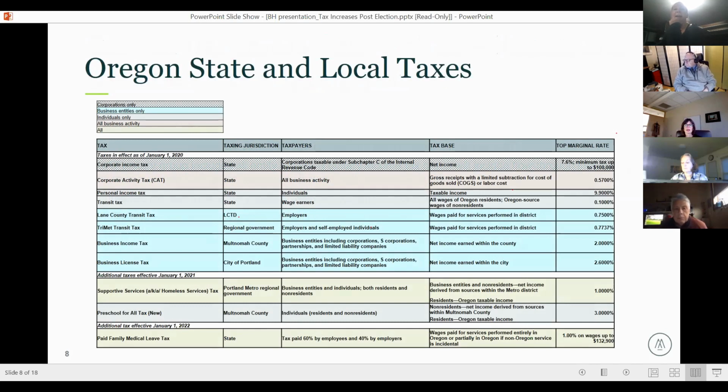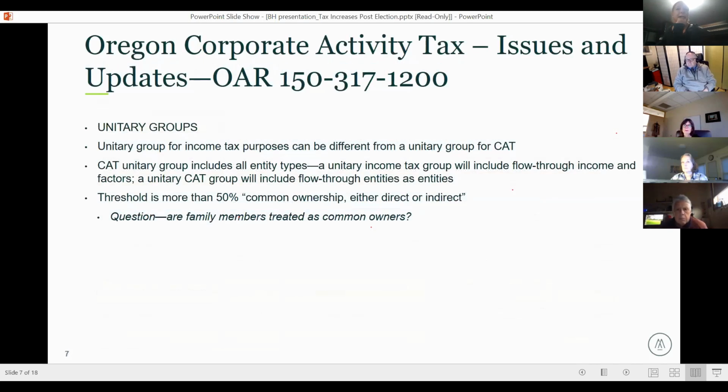Real fast, I had a question that I thought was really good. It's basically, do we expect Oregon to follow suit like Washington has with the transfer tax?